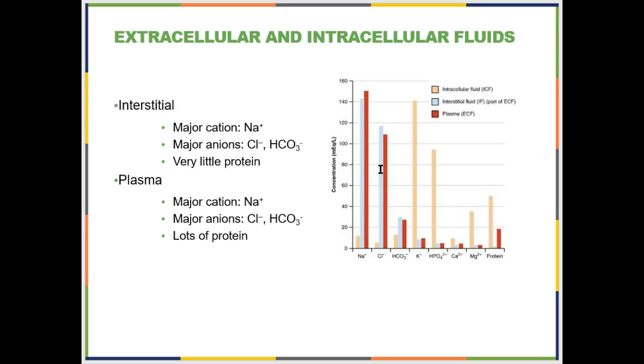When it comes to the different bodily fluids, what you want to know for each one is basically the major cation and the major anion. So you will notice interstitial fluid and plasma are very similar in that they're both very high in sodium, right? Because of our friend the sodium potassium ATPase. It's pumping sodium outside of the cells. So both of your extracellular fluids are going to be high in sodium. And then they have a fair amount of chlorine for charge balance.